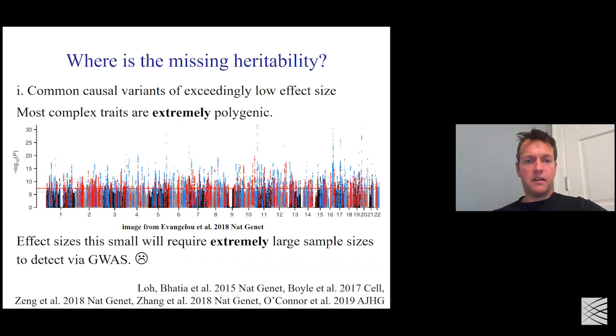And we do know that there's a lot of traits that are extremely polygenic. I've already said that schizophrenia is a particularly polygenic trait. This is a Manhattan plot from the blood pressure GWAS of Evangelou et al. 2018 Nature Genetics. And this is another illustration of an extremely polygenic trait, which clearly has an extraordinarily large number of causal loci.